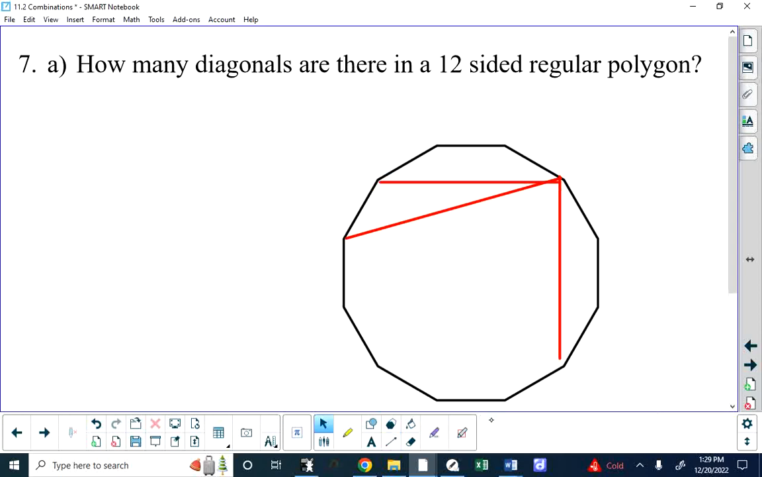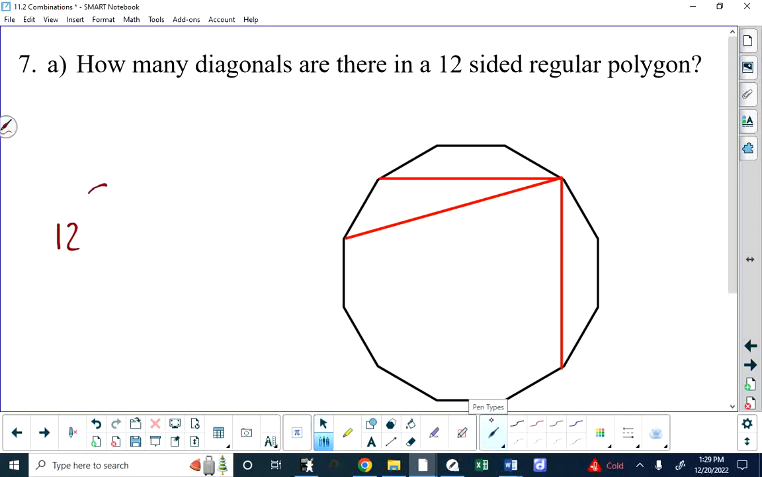Any line connecting what I call vertices, plural of vertex, is a diagonal. The question is, if there are 12 vertices, then how many ways can I get a diagonal? Well, each diagonal is 2 vertices, correct? So it really makes sense that it would be 12 choose 2. But it's not. Any idea why?